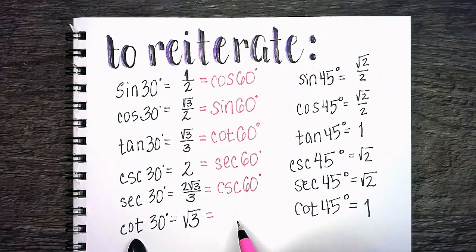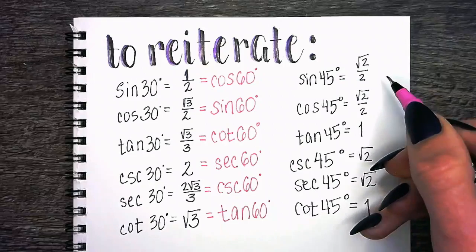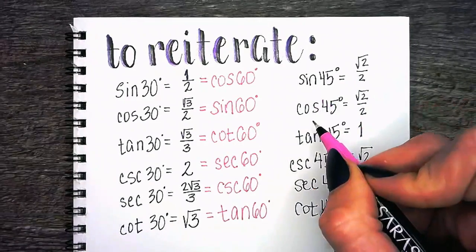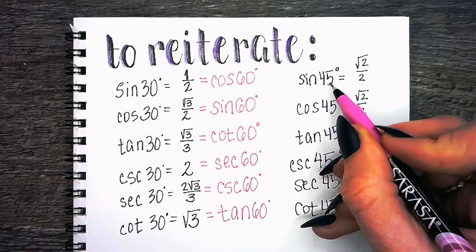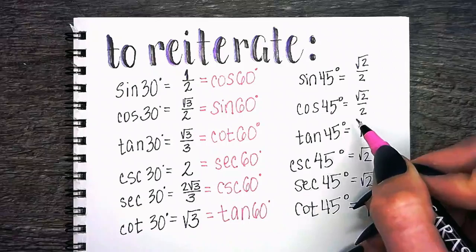Last, what will I put here? Tan 60. There's no reason for me to do it here because what's the co-function of sine? Cosine. What's the complement of 45? 45. So this one is already built into itself.